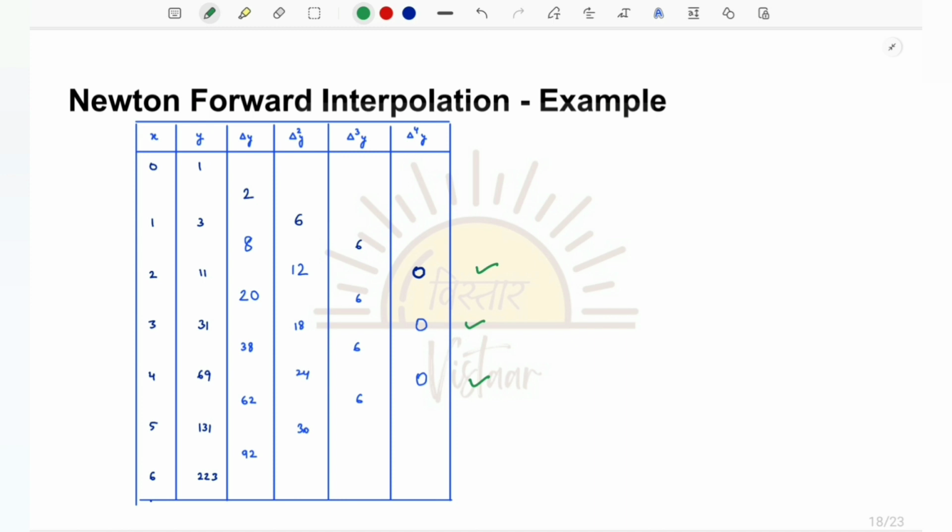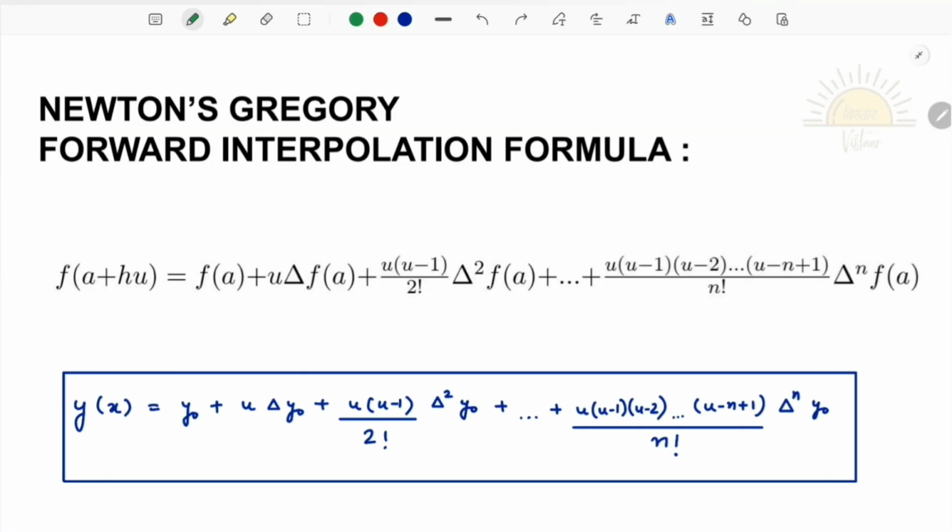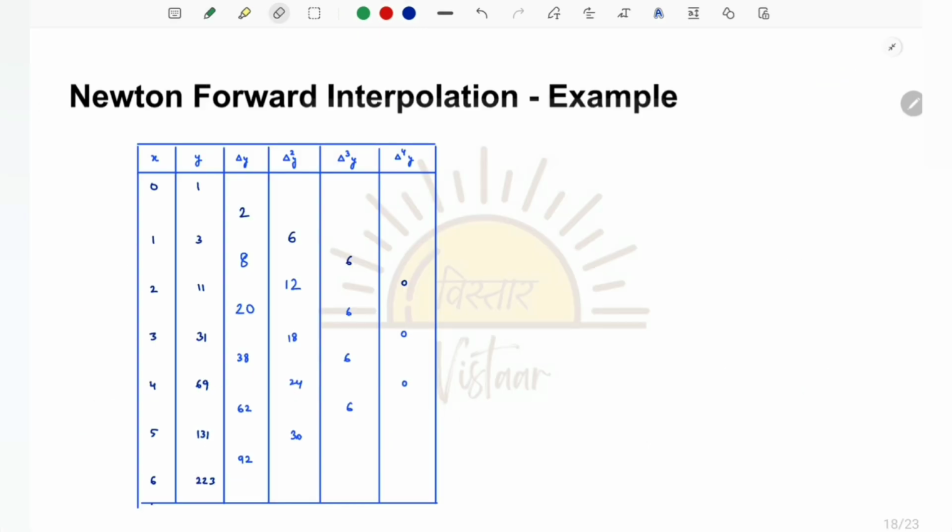Next, we have to use the Newton's interpolation formula to construct the polynomial equation. Here a was the base value, h was the distance between two consecutive data points, and u was x minus a divided by h. From our forward difference table, you can see that the base value of x is 0. So a is equal to 0.